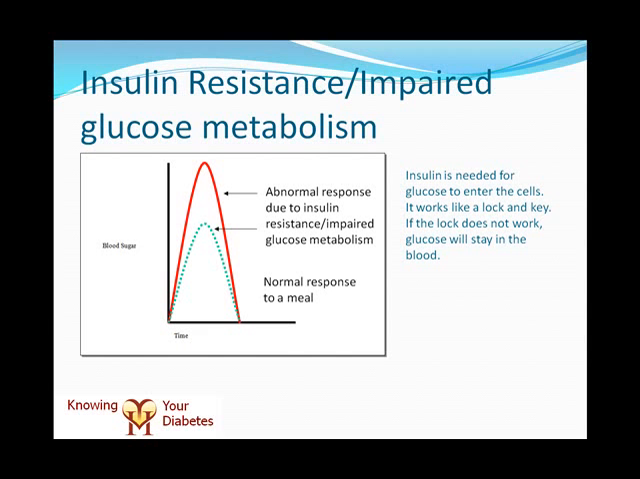Insulin and blood sugar or glucose work like a lock and a key. And if the lock doesn't work, the glucose will stay in the blood. That's why you have high blood sugars when you have diabetes.